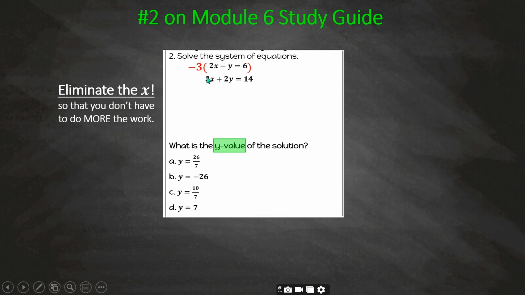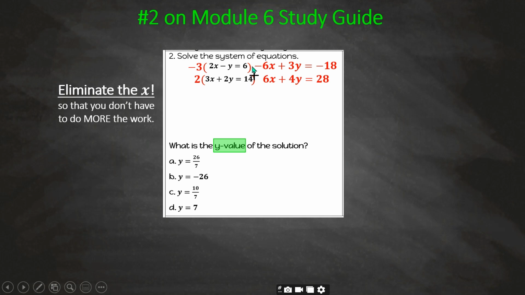So to eliminate the x values, I'm going to multiply this top equation by -3. So I get -6x plus 3y, because -3 times -y gives me a positive 3y. And then -3 times a positive 6 gives me a -18. Then I have to multiply this second equation. So 2 times 3x is a positive 6x. 2 times 2y is a positive 4y. And 2 times 14 is 28.